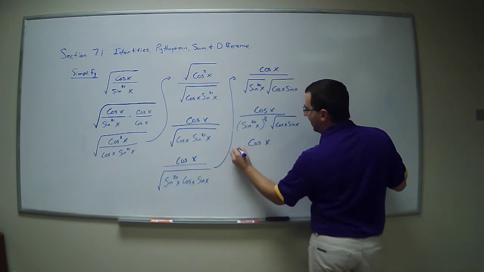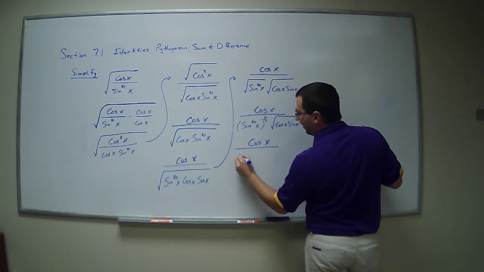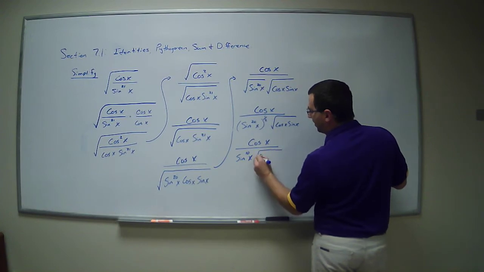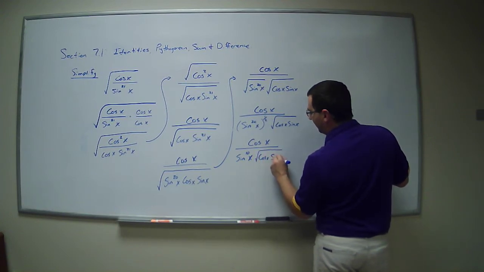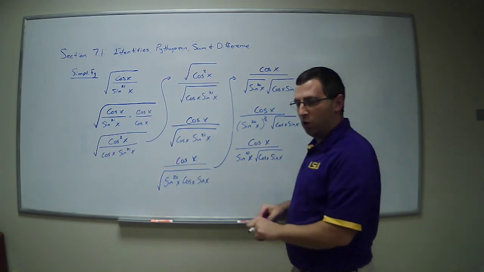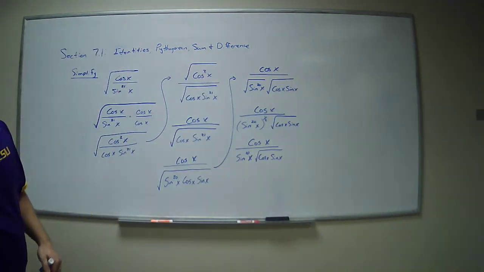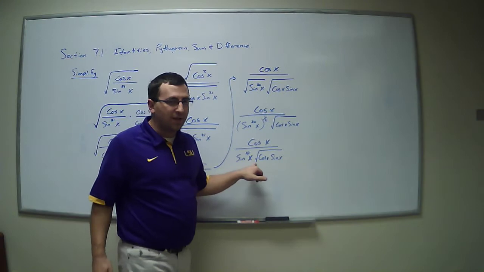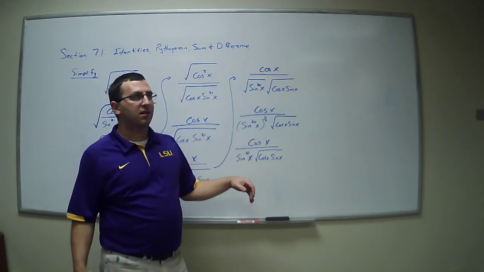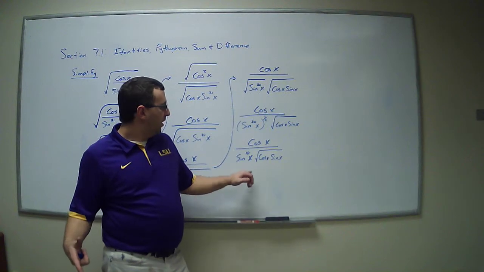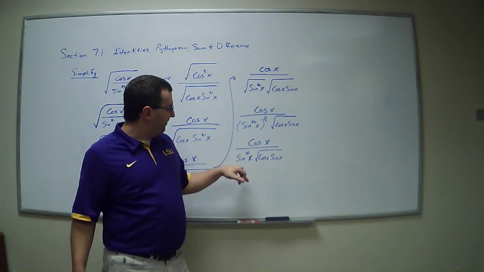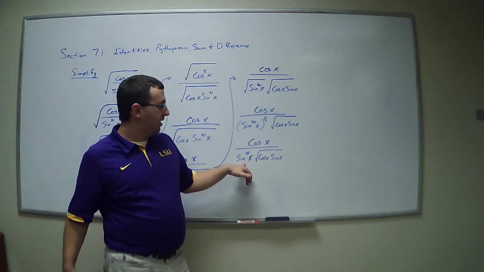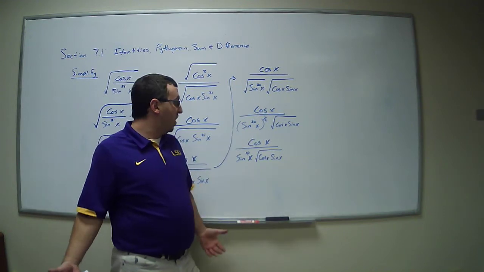So cosine x on top over sine to the 10th power of x times the square root of cosine x sine x. Whew, goodness gracious. And guess what? That's all we can actually do. Because we can't really simplify the square root of cosine x sine x because we don't have any squares in there. Can't do anything else at the top. We're not doing any square roots of anything with this guy right here, the sine to the 10th power of x. So that's actually as far as we can go.